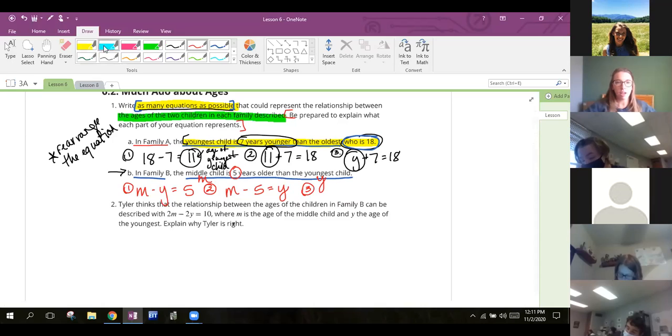Okay, so look, I want y'all to notice we have one that's set equal to 5. We have one that's set equal to Y. What's the only one we don't have it set equal to yet? M. So how could we rearrange it? Y plus 5 equals M. Good. Y plus 5 equals M. The age of the youngest plus 5 years is the age of the oldest, or the middle, I'm sorry.